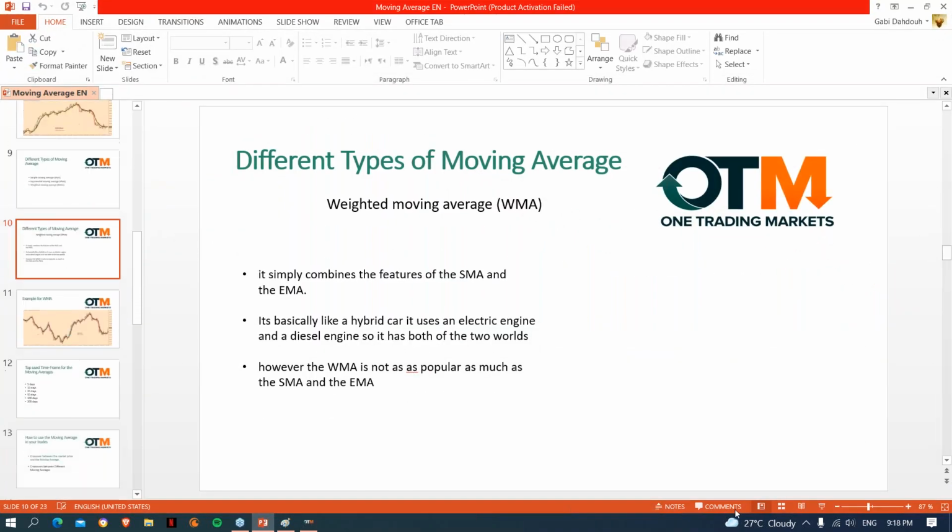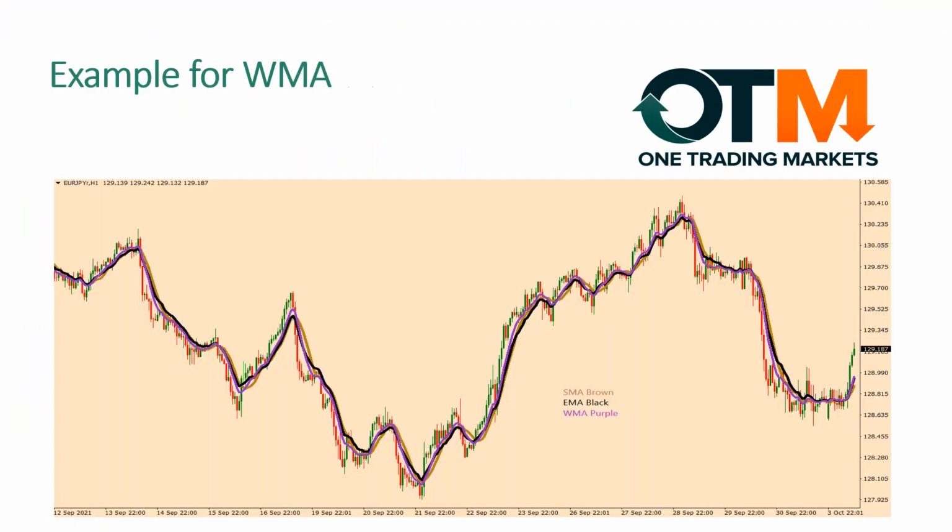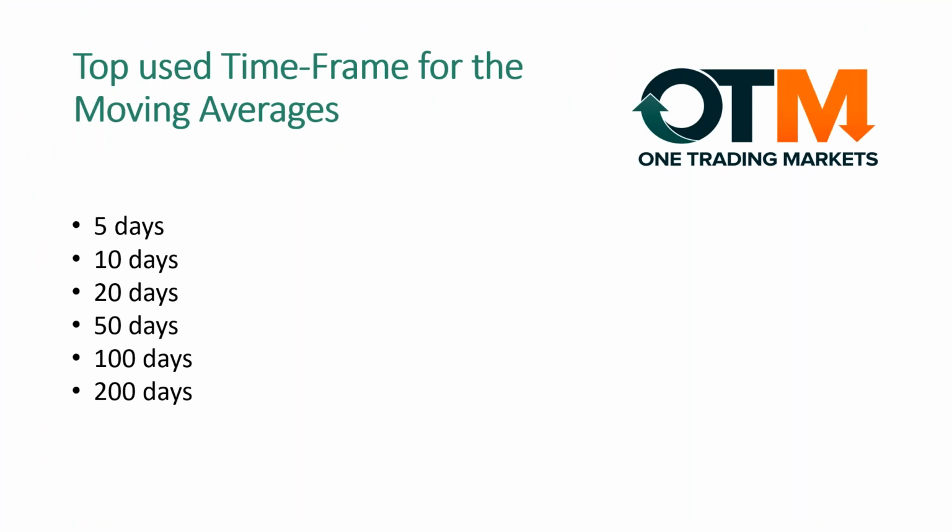So let's go back into our webinar here. And now we're going to be talking about the time frames for the moving averages. The top used time frames for the moving averages are 5 days, 10 days, 20 days, 50 days, 100 days, and 200 days. Just let me be clear about something. When I say days, you have to assume that we're talking about a daily chart. A daily chart basically means each candle represents 1 day.